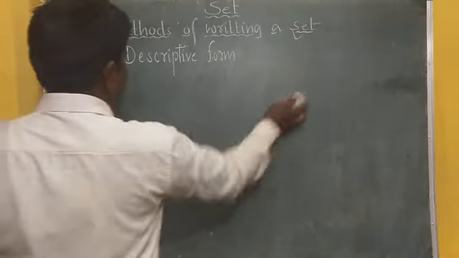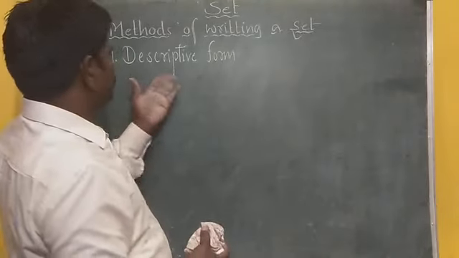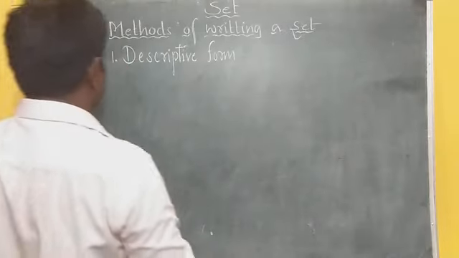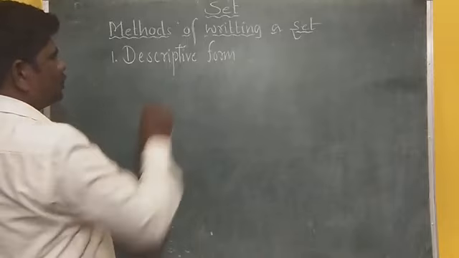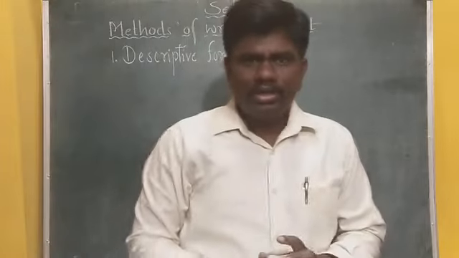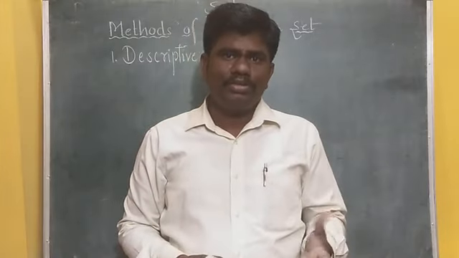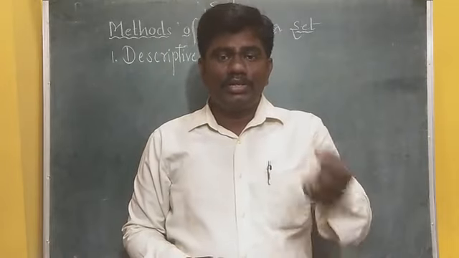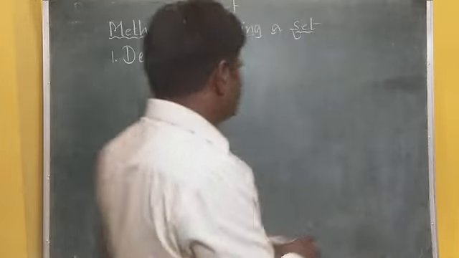In the textbooks you will come across this idea, but it will not be mentioned that it is a descriptive form. So please don't get confused with that. I am just trying to explain what this is. In the descriptive form of writing the set, only the statement will be given to you, and based on the statement you should be able to write the set elements using the next two methods.